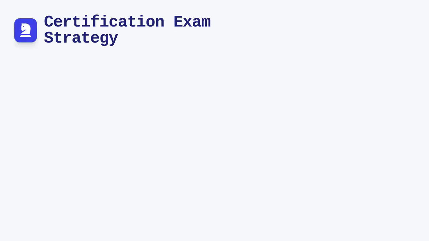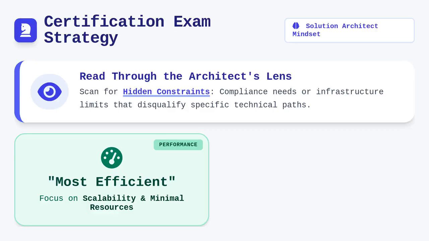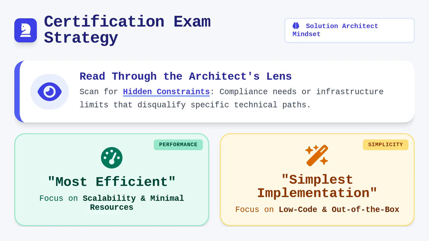When approaching the actual certification questions, read the requirements through the lens of a solution architect. Microsoft often embeds constraints within the scenario, such as specific compliance needs or existing infrastructure limitations, that disqualify certain technical paths. Pay close attention to the phrasing of most efficient versus simplest implementation, as these subtle distinctions determine the correct response. We have covered the theory of API connectors, AI Builder integration, and Dataverse entity management, all of which often appear in case studies requiring you to choose the correct integration pattern.